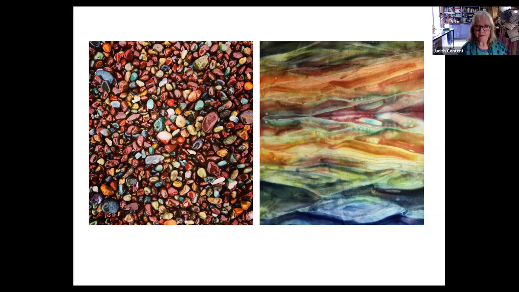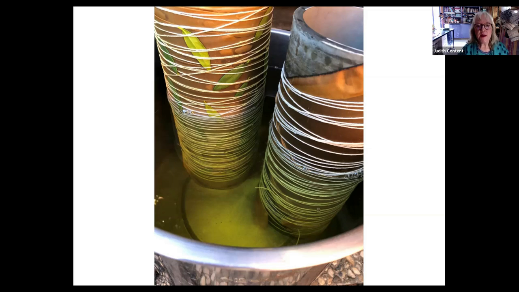Next slide. I also subtract color in a discharge process. And in this case, I purchased commercially dyed silk. And I have all this information in the chat or on the SAQA website. But in this case, it's Thai silk. And I've intricately pleated it. I've wrapped it on my ABS poles, secured it with thread.